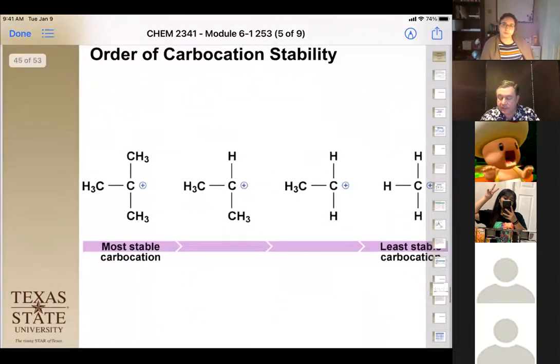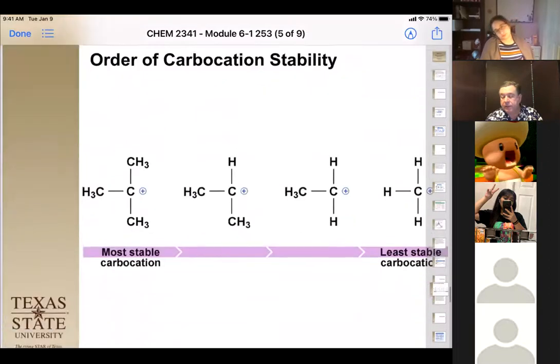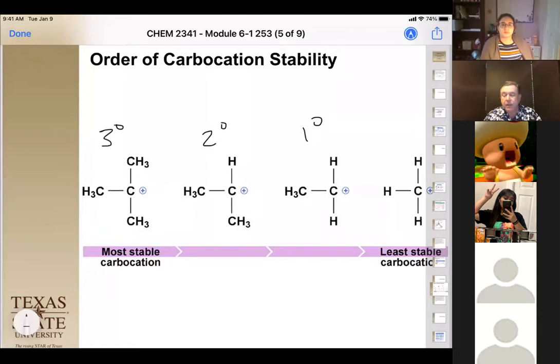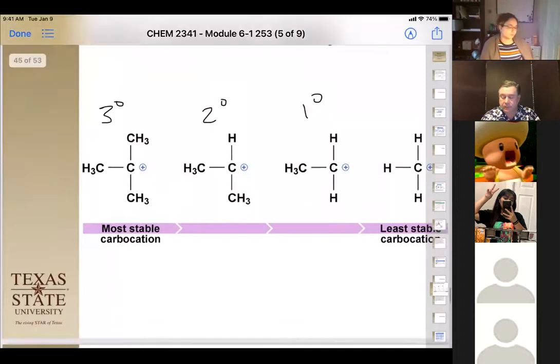And we see that the least stable is that methyl cation. Next is the primary right here, only one carbon attached to it. This is our primary, this is our secondary, and this is our tertiary. Okay. So let's step back and think about the structure of this carbocation.